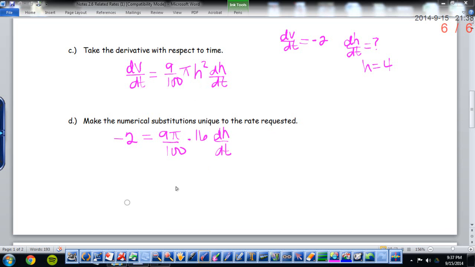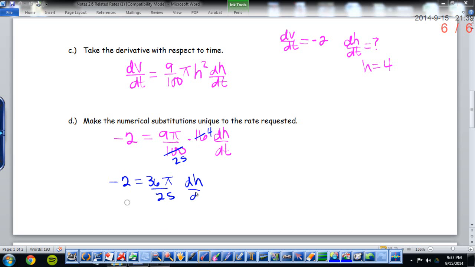All right, we are going to do this without a calculator. Don't freak out. I definitely suggest reducing before you try multiplying. There's no reason to multiply 9 times 16 because 16 over 100 can easily be reduced. All right, 16 and 100 are both divisible by 4. So if you divide them both by 4, 100 divided by 4 is 25, and 16 divided by 4 is 4. So we have -2 equals, and then we have 9 pi times 4, so 36 pi over 25 dh/dt.